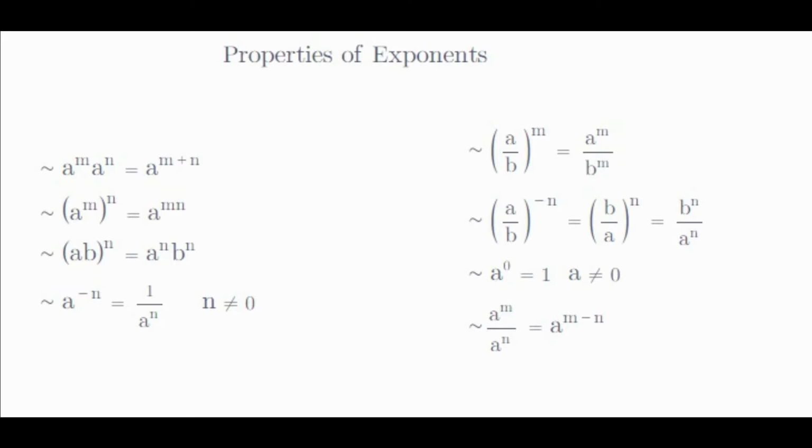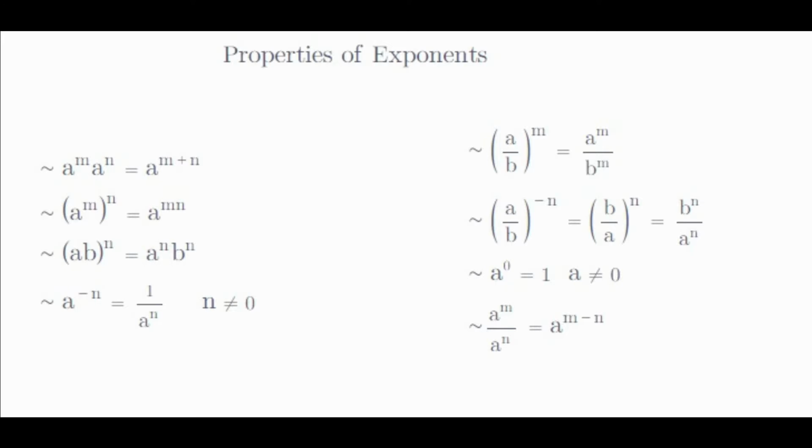When you have a negative power, that takes the number and puts it in the denominator. So a to the negative n equals 1 over a to the n. This works for all numbers except for n equals 0.